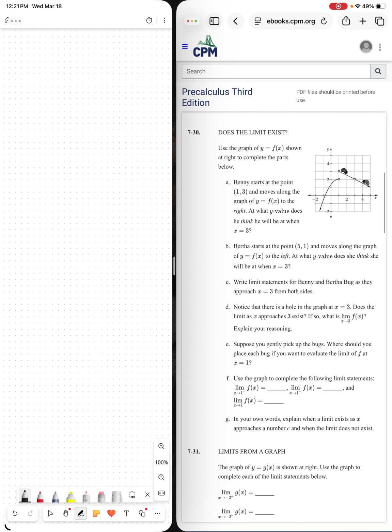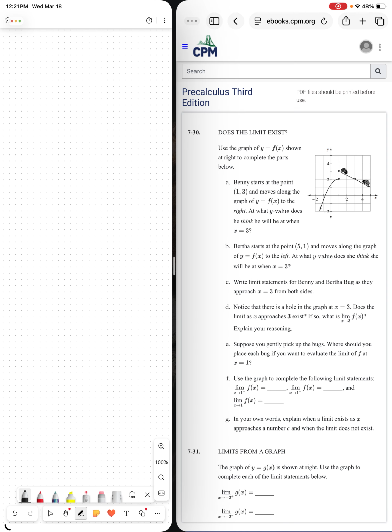Okay, so looking at 30. Use the graph at the right to complete the part. So we got Benny starts at a point 1, 3 and moves left, right? What y value does he think he will end up at? He will end up at 2. Bertha starts on the right. She's approaching 3. She also thinks she will be at 2.